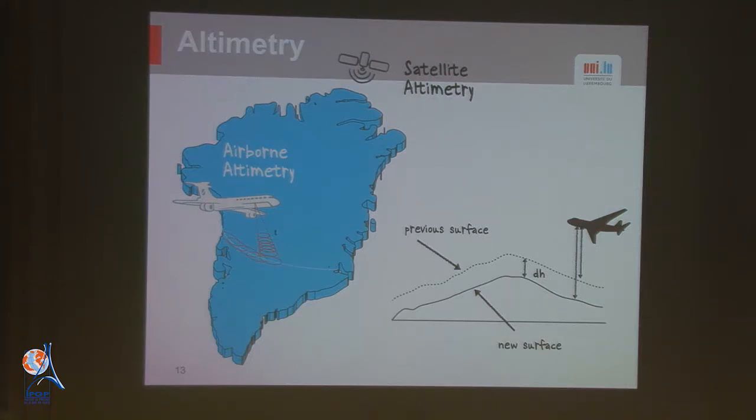The same thing happens with satellite altimetry. Satellites fly. They tend to have more regular crossover times where they come back more regularly, so we can get better, more dense information from satellite altimetry. But the idea is it measures the height of a surface once, and then it comes back and measures the height of the surface again.